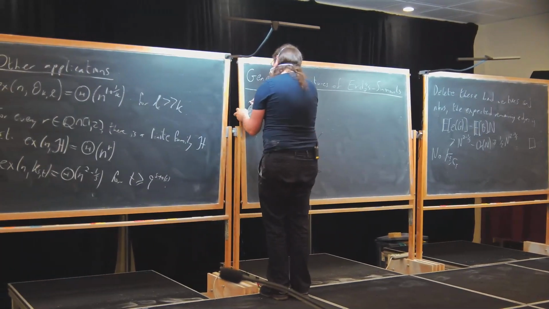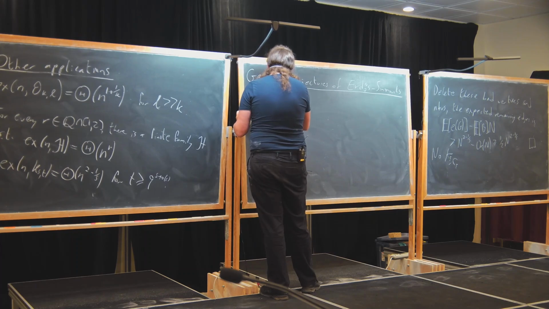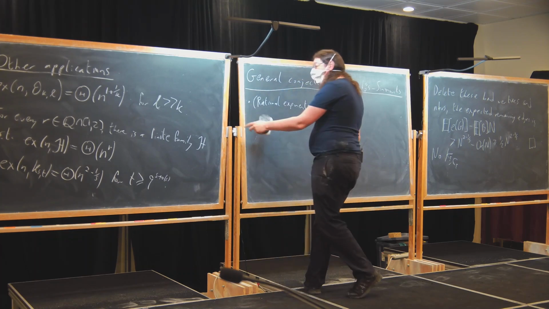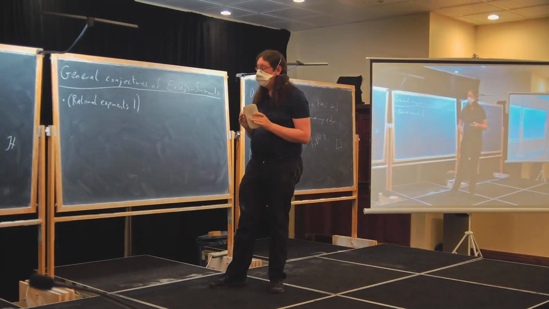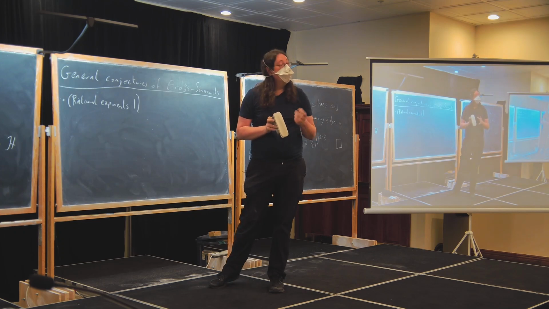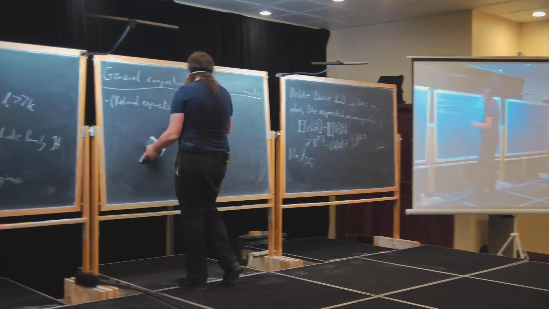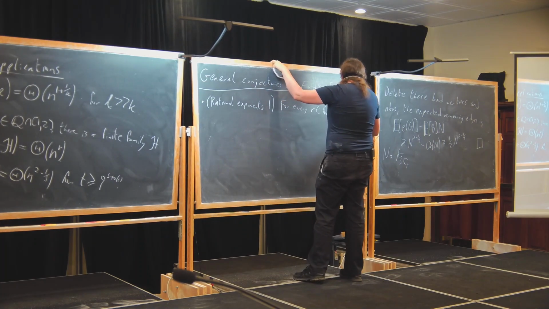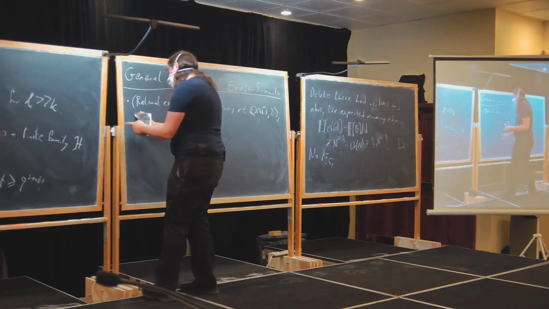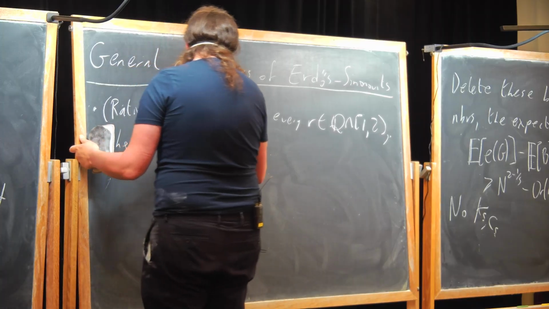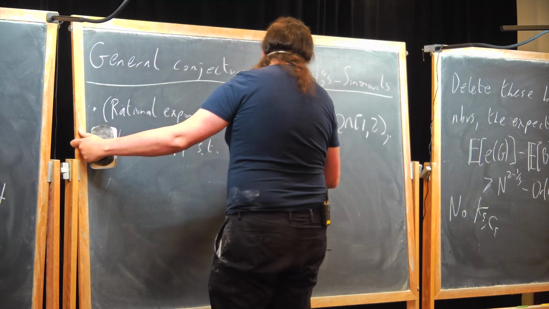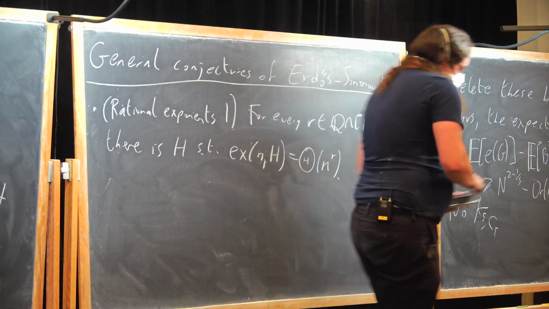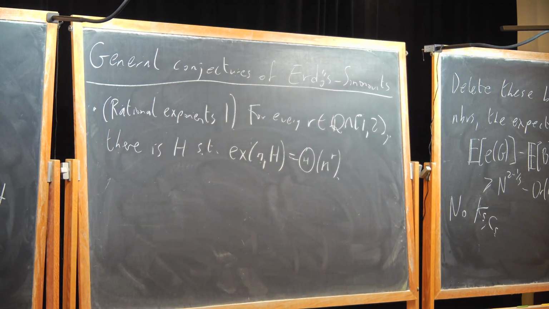So the first one, which I'll call rational exponents 1, is almost what myself and Boris proved, except that what they originally asked is to show that this is true for single graphs rather than families. So for every rational number r between 1 and 2, there exists some graph H such that the extremal number is theta of n to the r. Erdős offered $300 for this, if anyone's interested.